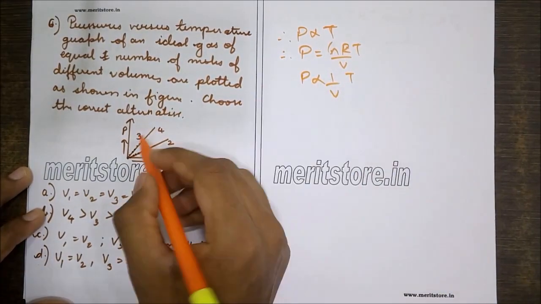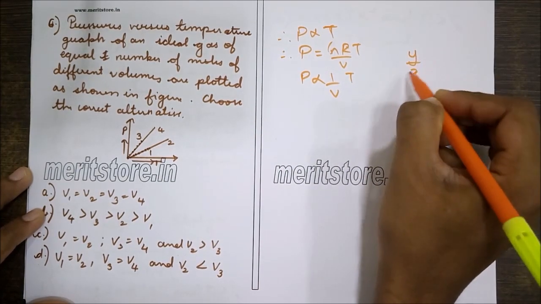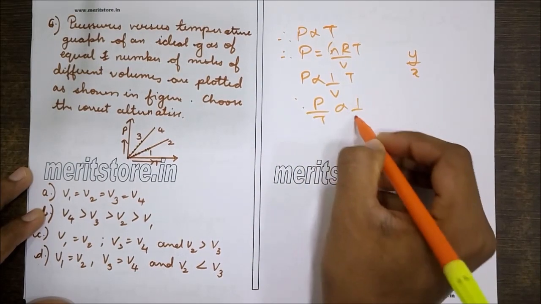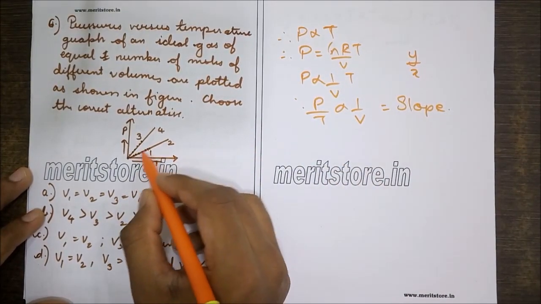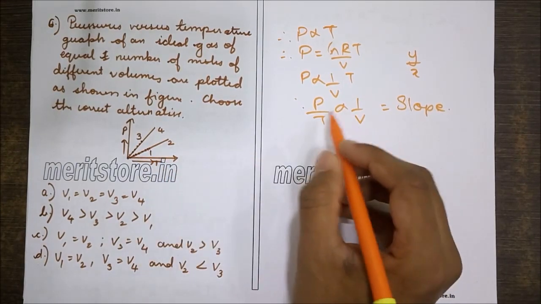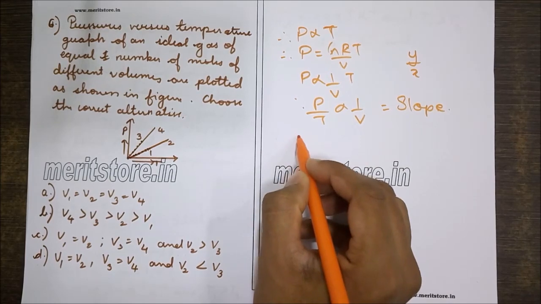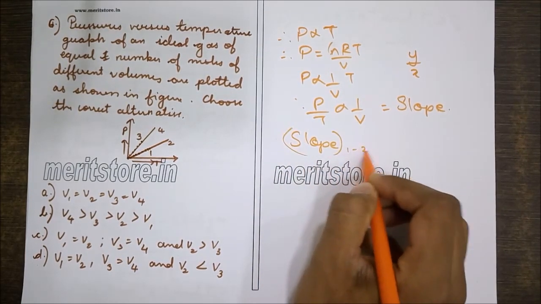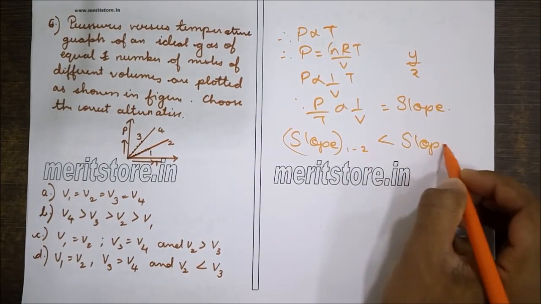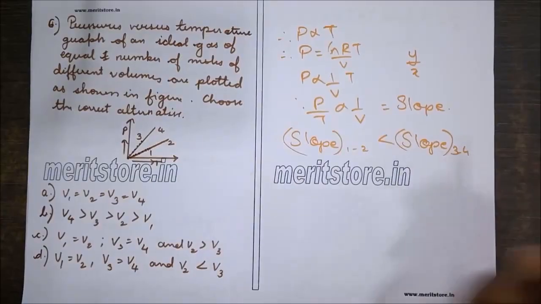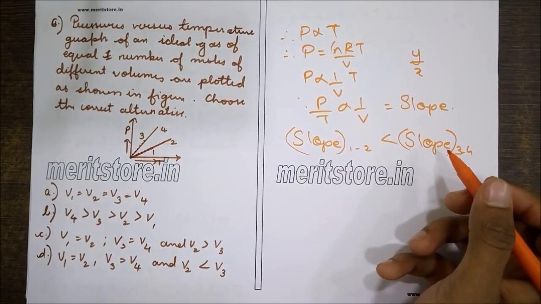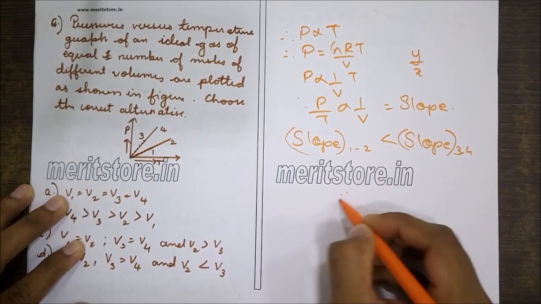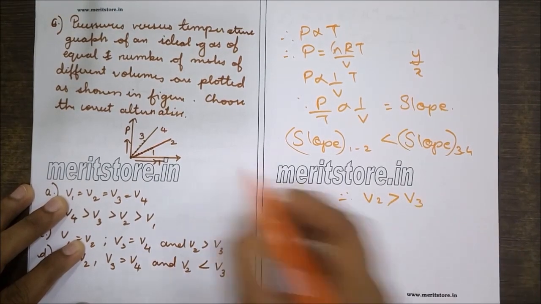So the slope of a line is nothing but y by x. So therefore pressure upon temperature is inversely proportional to volume, and that is also equal to the slope. So from this, the line which has a higher slope has a lower volume. As we can see, slope of line 1 2 is less as compared to slope of 3 4, and therefore we get V2 is greater than V3.